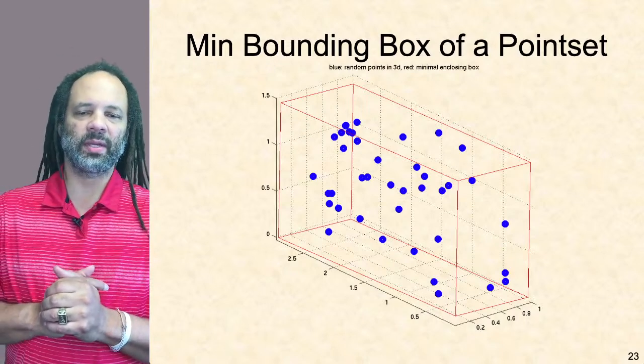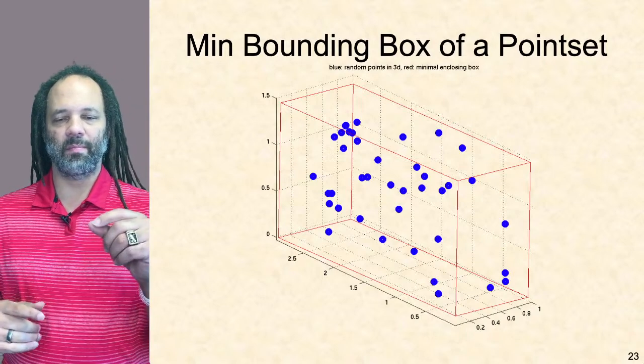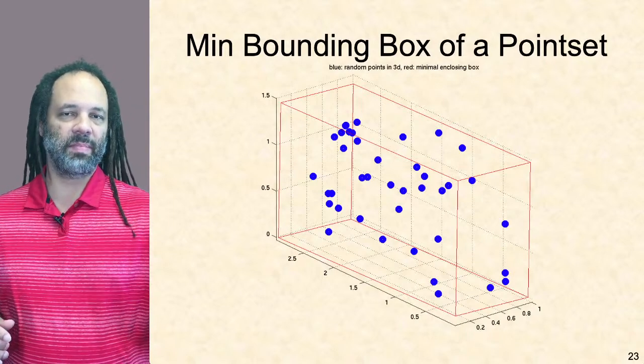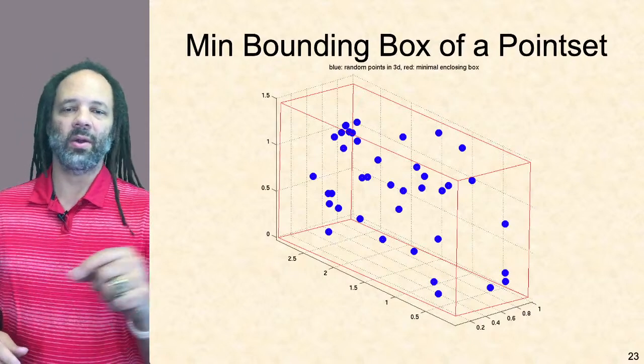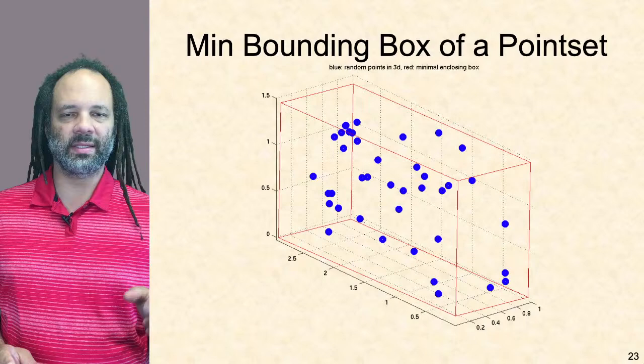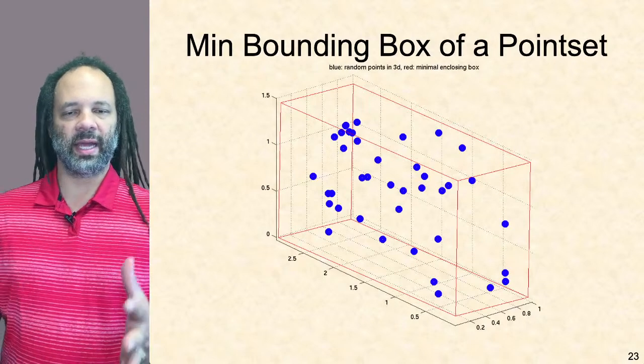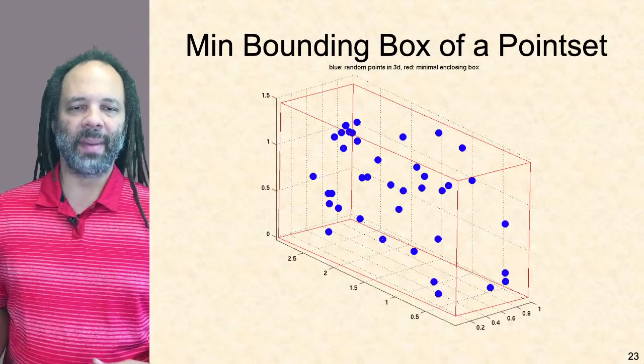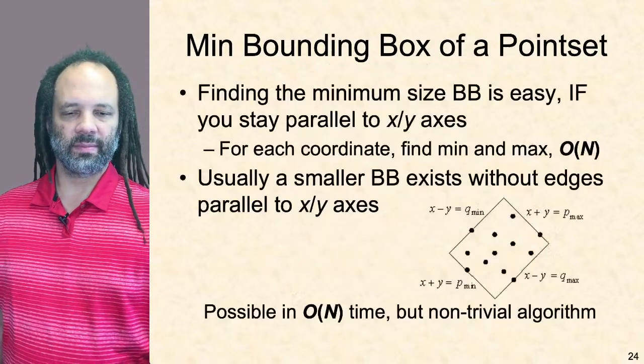As you look at each point, you're going to be looking at whether it's got a bigger x than any other x, whether it's got a bigger y or a smaller y or a smaller z. And so all we have to do is look through each point's x, y, and z. Or if I'm in 2D, it's just an x, y. I can find some bounding box of a set of points.